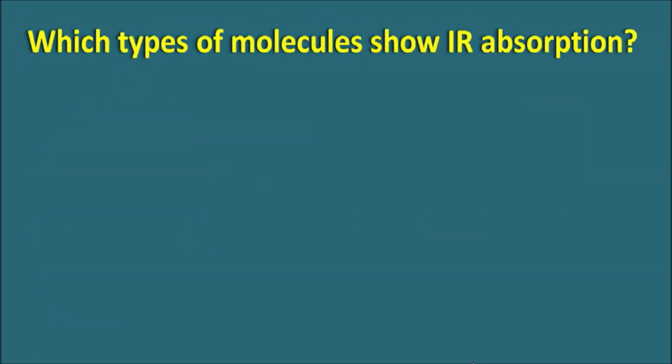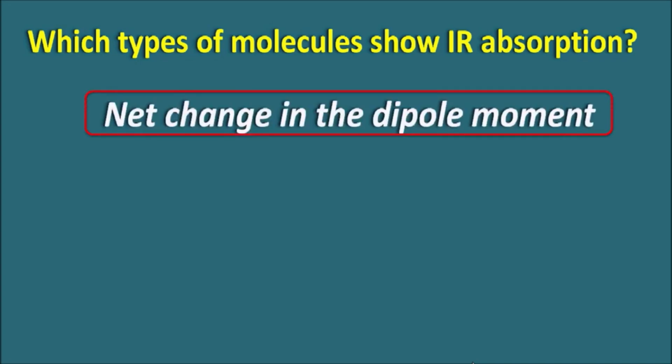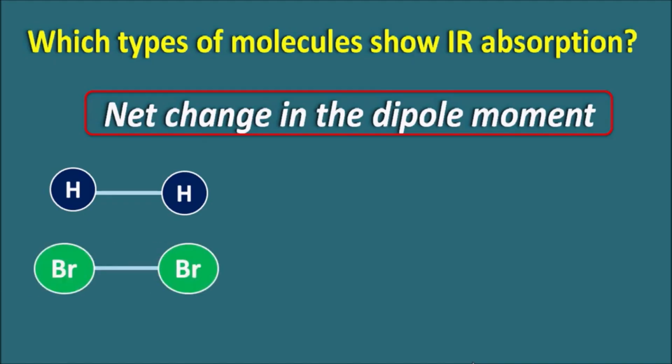Now, which type of molecules show IR absorption? Already we have discussed that for a molecule to be IR active, there should be a net change in the dipole moment. For example, the hydrogen molecule is a homonuclear molecule. Here the two atoms are the same and it cannot give an IR signal because of the zero dipole moment. Similarly, bromine again has the same atoms, so the dipole moment is zero. So these types of homonuclear diatomic molecules will not give the IR signal because of the zero dipole moment.